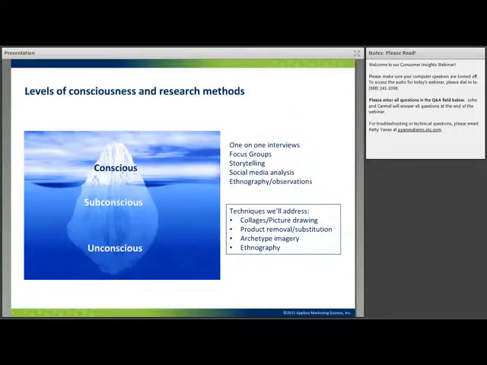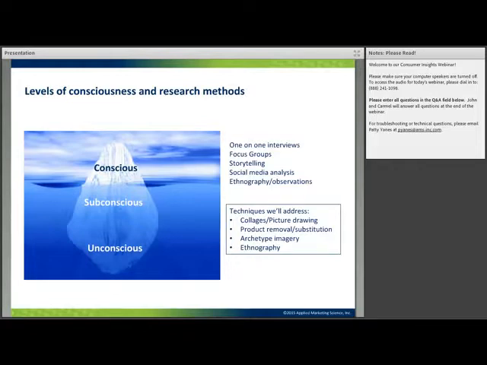Various projective techniques can help us address these levels of consciousness. Projective techniques can help us get beyond the conscious levels. At the conscious level, things like one-on-one interviews, focus groups, storytelling, analysis of what people write about your product on social media, such as review sites, all of these things can help us with conscious stated responses.